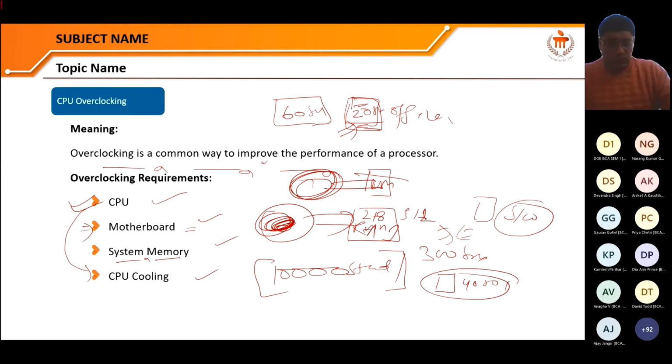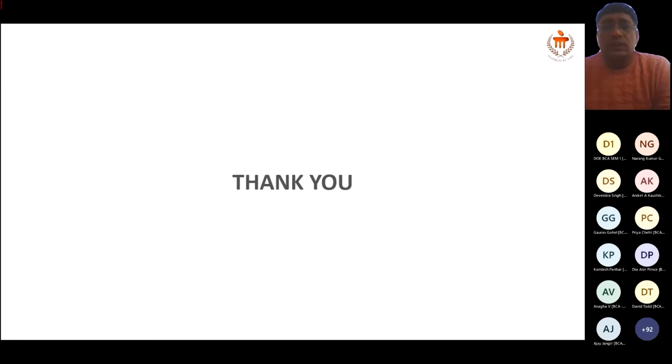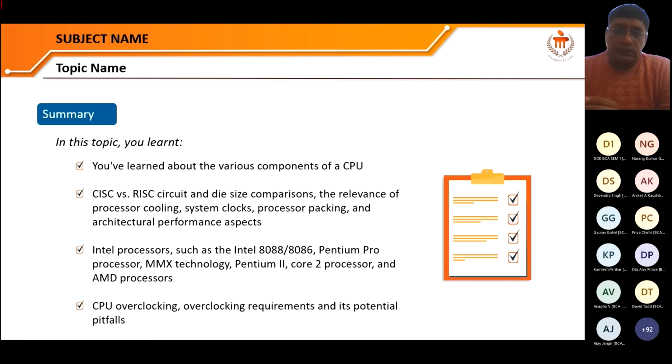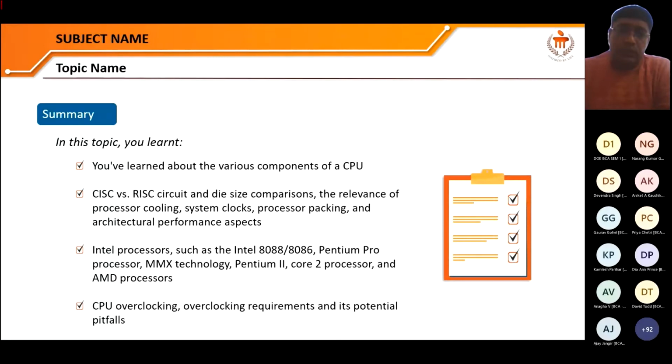So what have we understood today? In this topic we learned the various components of the CPU, three categories of the CPU, and we also learned what CISC and RISC are. We also compared how the processor works, why we need processor cooling, what the role of the system clock is, and what the processor architectural differences are. For Intel processors, we understood the role of the 8088, 8086 and Pentium Pro processors, how they work, what the Core 2 processors and AMD processors are, CPU overclocking, and what the requirement of overclocking is. All these things we have discussed.